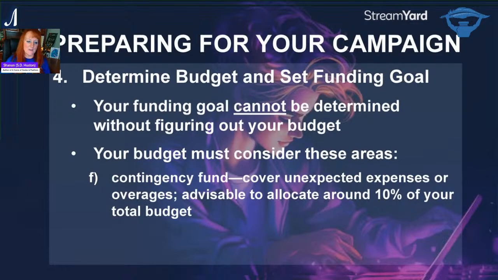All right, your budget must consist of these areas. Oh, contingency fund. Cover unexpected expenses or overages. Advisable to allocate around 10% of your total budget.